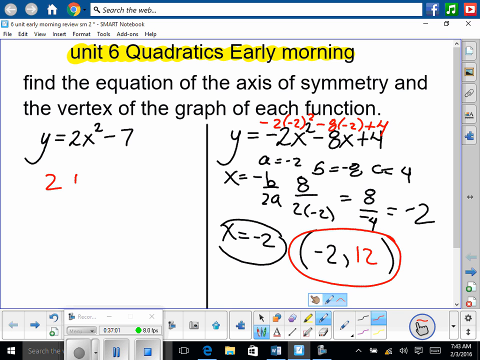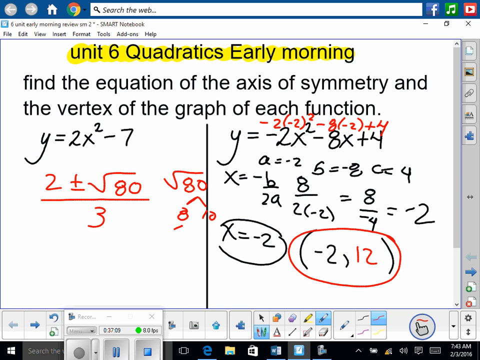Let's say you had 2 plus and minus the square root of 80 over 3. So you'd say, okay, 80 breaks down into 8 times 10, right? 8 breaks down into 4 and 2. 10 breaks down into 5 and 2, right? 4 breaks down into 2 and 2. Then we have 2 2's, and then 5 has to stay. What about the 4 though? Oh yeah, you broke it down. So don't double dip.